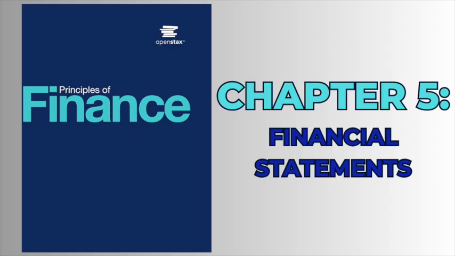5.1 The income statement. 5.2 The balance sheet. 5.3 The relationship between the balance sheet and the income statement. 5.4 The statement of owner's equity. 5.5 The statement of cash flows. 5.6 Operating cash flow and free cash flow to the firm, FCFF. 5.7 Common size statements. 5.8 Reporting financial activity.